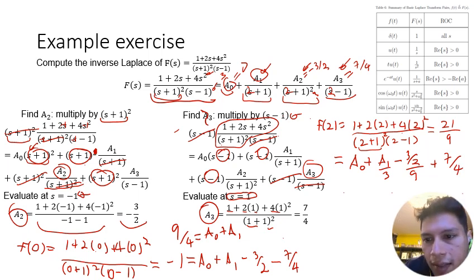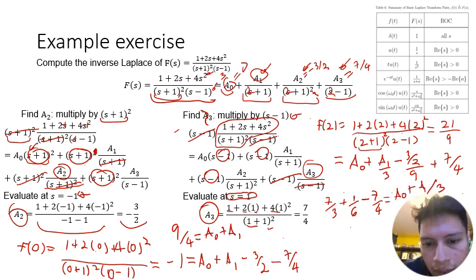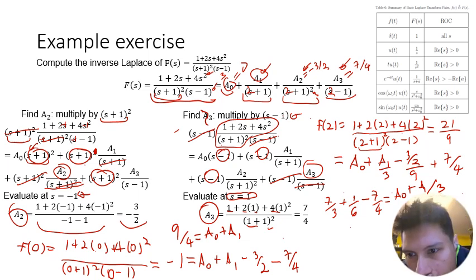And so that's going to give us that this 3 becomes a 6. So we're going to have basically 21 over 9 is just really 7 over 3. And then we have plus 1 over 6. And then we have plus, or minus, sorry, 7 over 4, which is equal to a0 plus a1 over 3. And so that's going to give us, let's see, so minus 7 over 4.